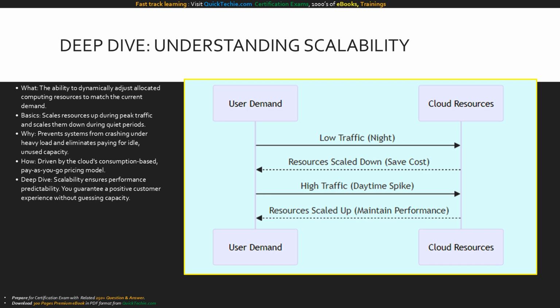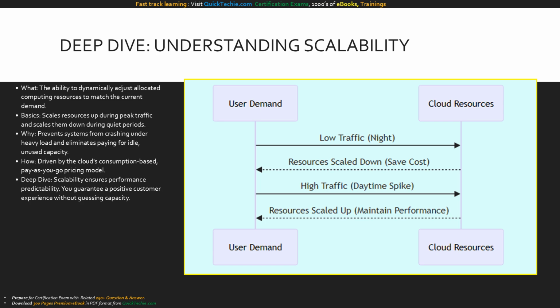Imagine you run a retail website. Traffic is low at 3 a.m., but spikes massively at noon. In a traditional data center, you have to buy enough servers to handle the noon spike, meaning those servers sit idle and waste money at 3 a.m. Scalability solves this problem. It allows your infrastructure to expand and contract on the fly.